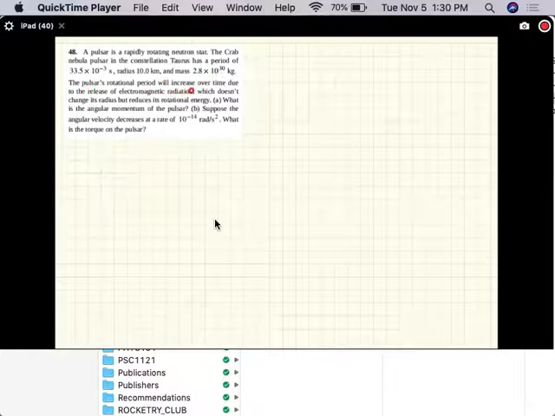The pulsar's rotational period will increase over time. As it's rotating, it's emitting gravitational waves. Okay, so it's losing energy and it slows down. And the period will increase over time due to the release of electromagnetic radiation and gravitational energy as well, which doesn't change its radius, but it reduces its rotational energy. What is the angular momentum of the pulsar? Suppose the angular velocity decreases at the rate of 10 to the minus 14 radians per second squared. What is the net torque on the pulsar?